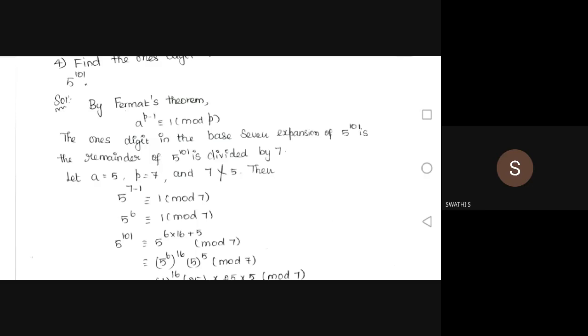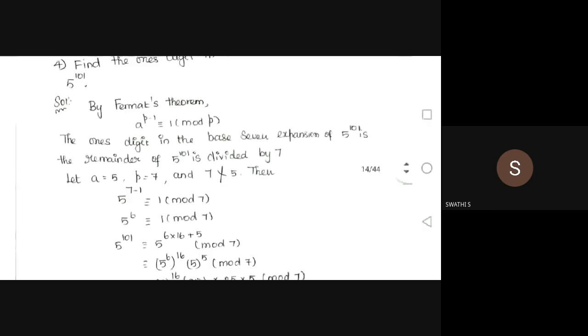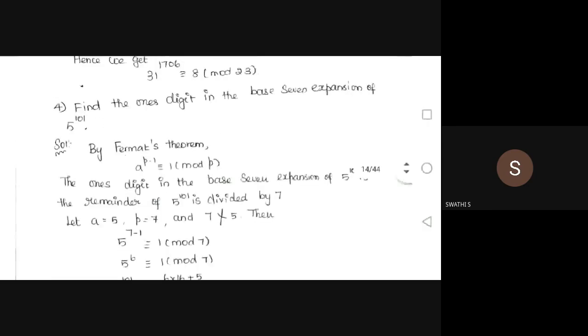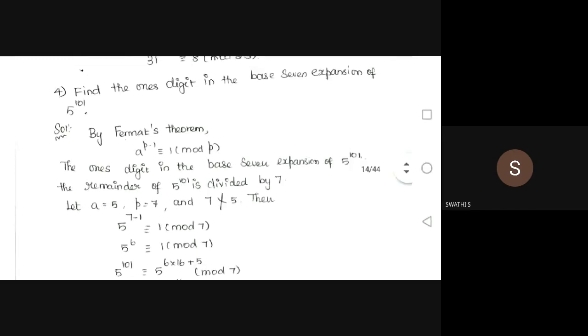So here a is equal to 5, p is equal to 7. So 7 does not divide 5. Then we can apply the Fermat's Little theorem. So 5 to the power 7 minus 1 is congruent to 1 mod 7, which means 5 power 6 is congruent to 1 mod 7. So now 5 power 101. Now 101 is dividing by 6, you can get the remainder 5.